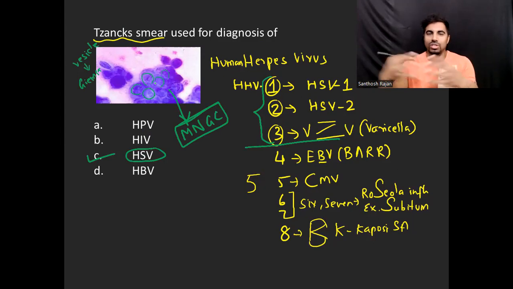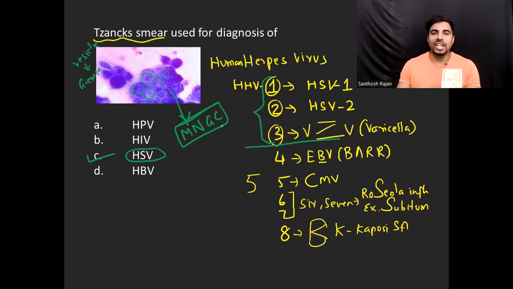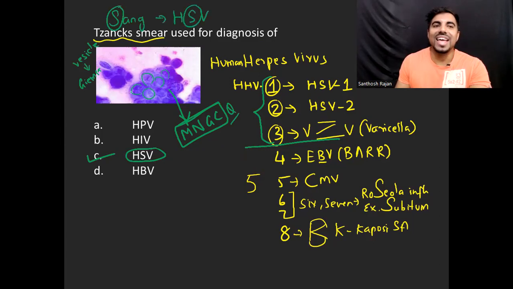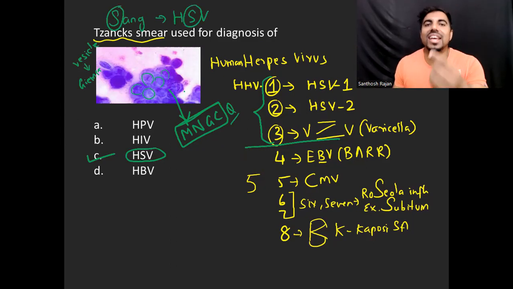All the phagocytes, macrophages, fuse together to form the multinucleated giant cell. It is characteristic for herpes simplex 1 and 2 and also varicella zoster. Wherever there are vesicles, you can see this. So don't forget, Tzanck smear, multinucleated giant cells are very important. They may give you multinucleated giant cell seen in HSV 1 or 2 or varicella, doesn't matter. Even if you forget, remember the sound: Tzanck, yes, HSV.